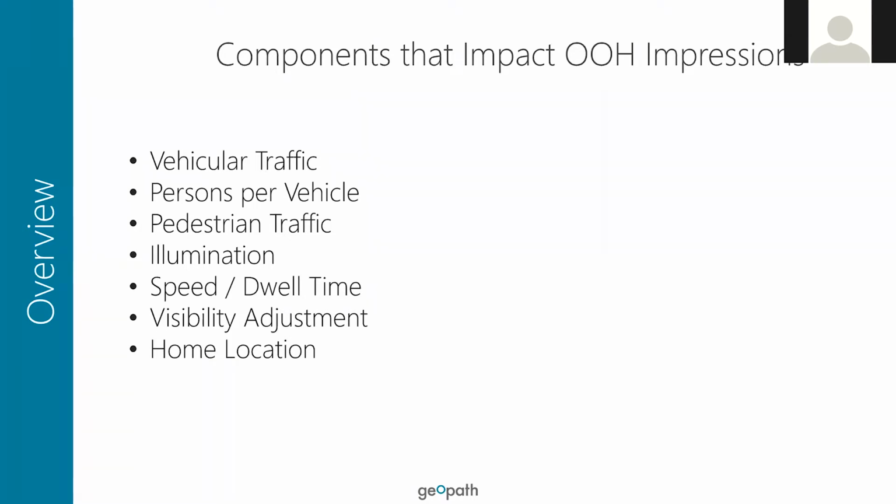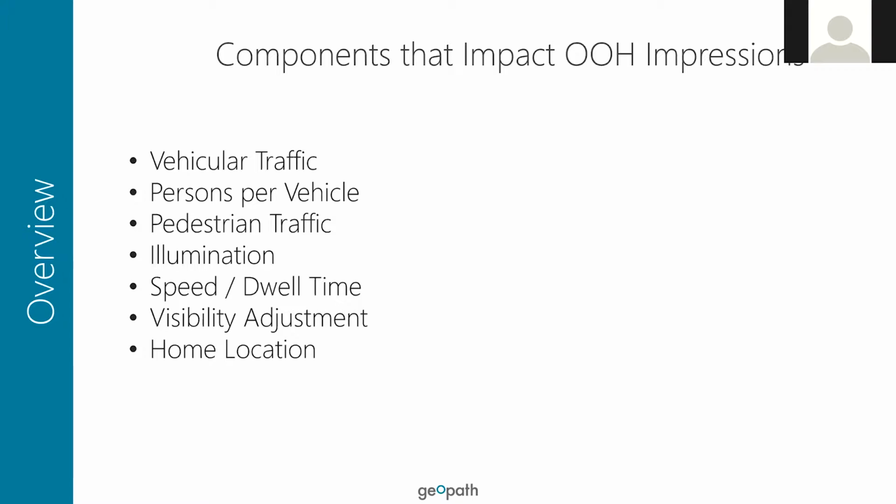We're going to talk a little bit about how illumination and sunrise and sunset come into play. We're going to talk about speed and how that impacts dwell time, as well as some of the core changes to how we understand visibility, and how that visibility adjustment plays into taking a total opportunities metric, like a circulation metric, and turning it into an impression metric, which is how many people had a likelihood to see that content on those advertising spaces. And then the last one that we're going to talk about is home location.